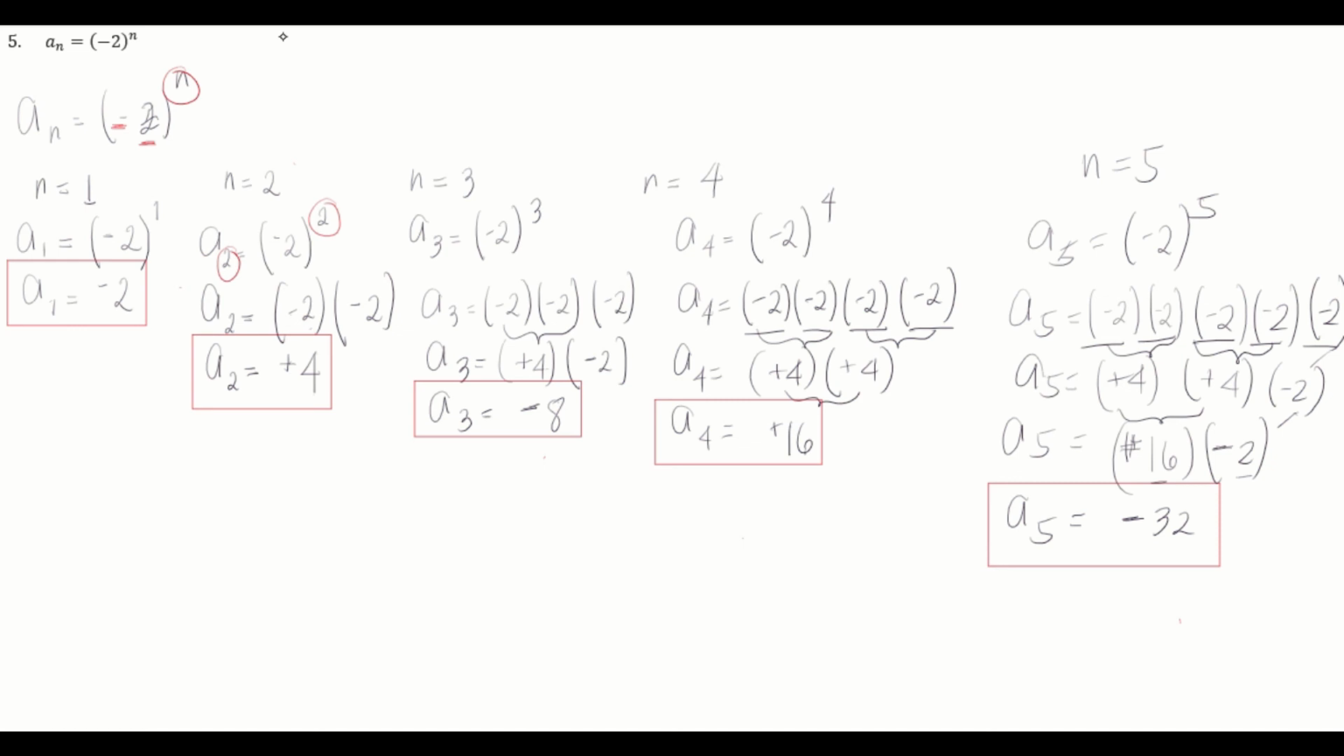If our nth term or our general rule is a sub n equals (-2) to the power of n, our first 5 terms are -2, positive 4, -8, positive 16, and -32.